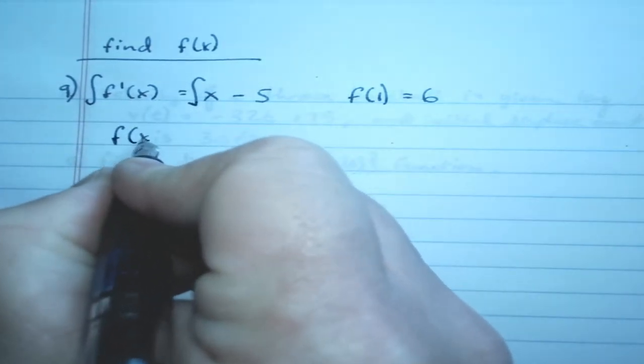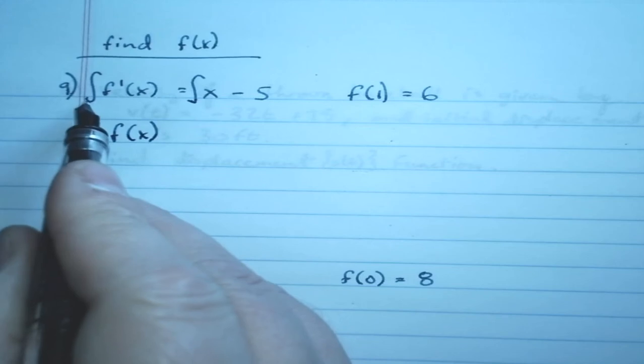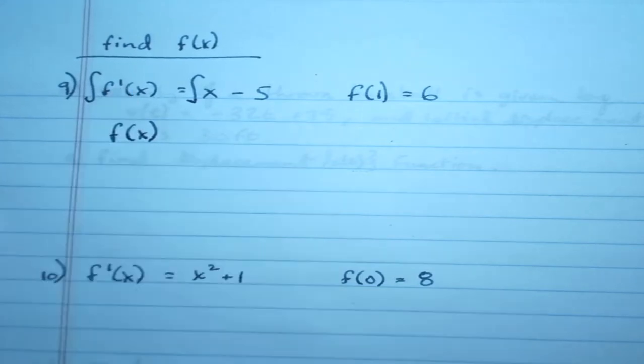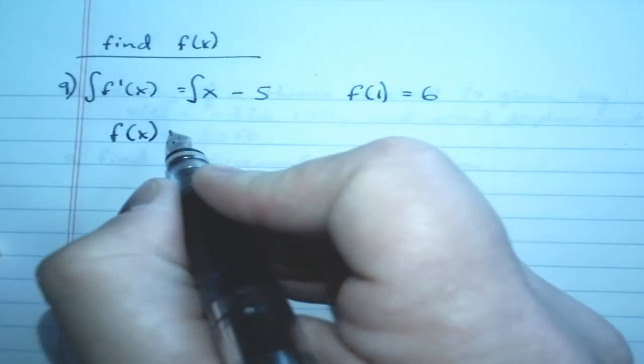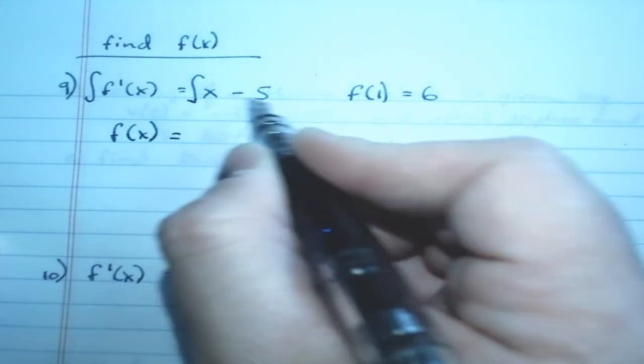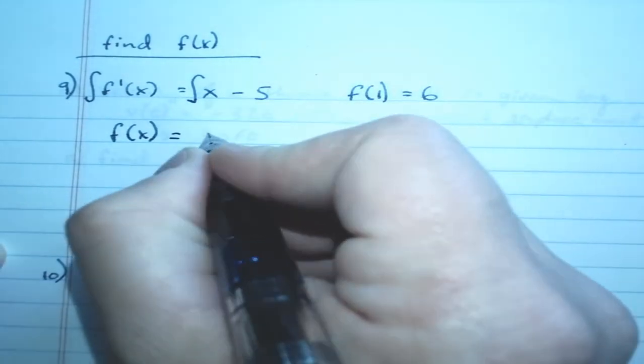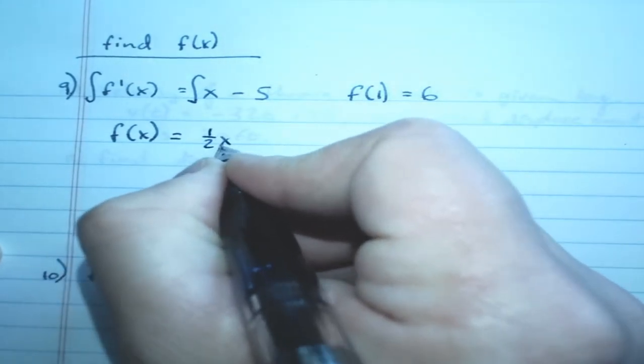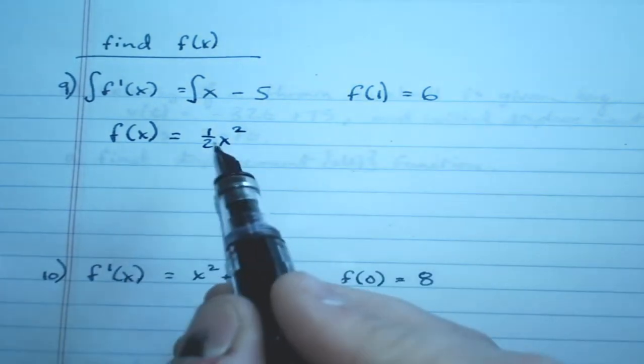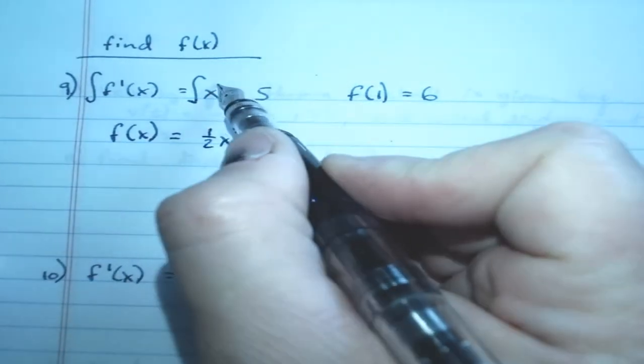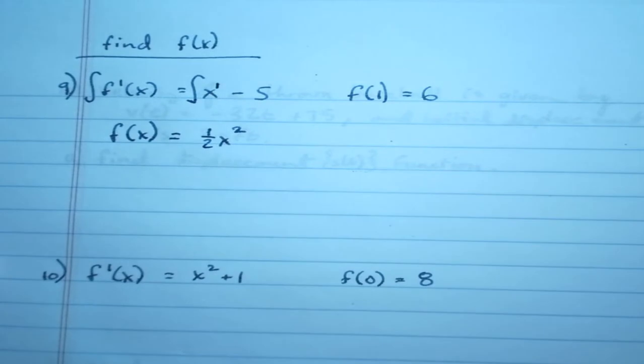Would be f of x, because the antiderivative and the derivative are inverses. Okay, what's the antiderivative of this guy? Well, the antiderivative of x would be 1/2 x squared. Why? Because that exponent was a 1. It's got to go up to a 2.